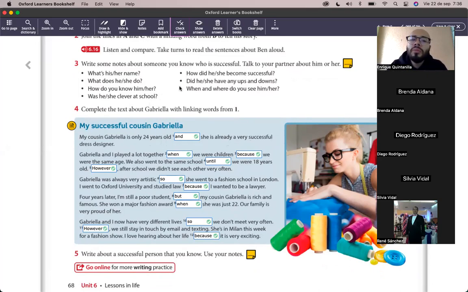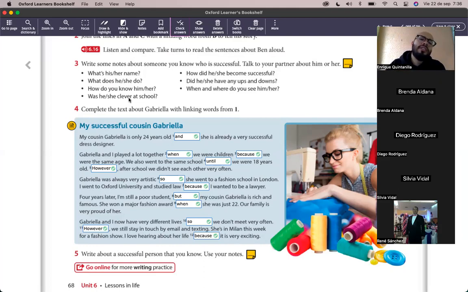How do you know him? I know him because we met in high school. We were in primary school together all my life because it's my family, it's my cousin, it's my brother, it's my sister. Was she clever? Clever, intelligent, intelligent.